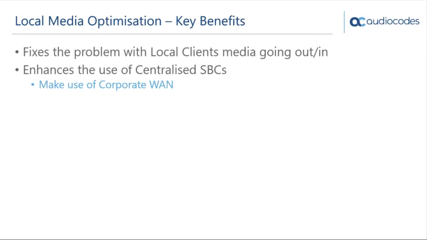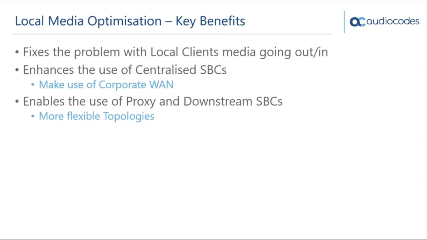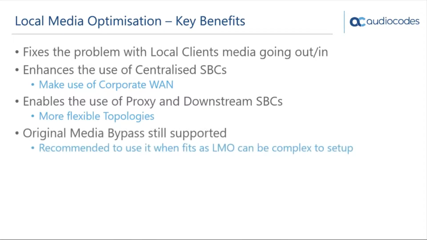So you can use your corporate network because it has high quality and it's secure to move the media around to the right place. And I'll show you some scenarios of that in a minute. It also allows more flexible topologies. There might be scenarios where you've got remote branch sites that don't have an external IP address, for example, don't have a public IP address. And that means they can't usually use the Teams SBC because that needs a public IP address. So there's this concept of proxy and downstream SBCs that we'll look at in a second as well.